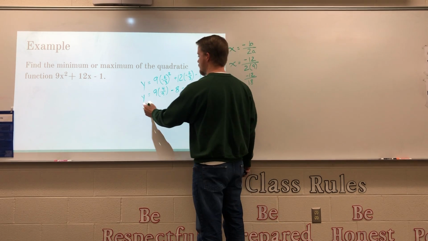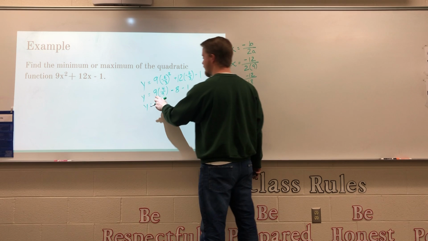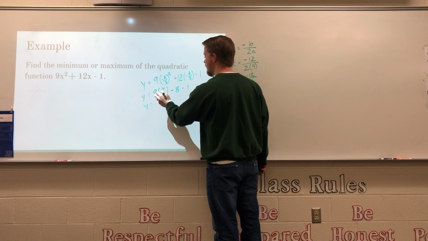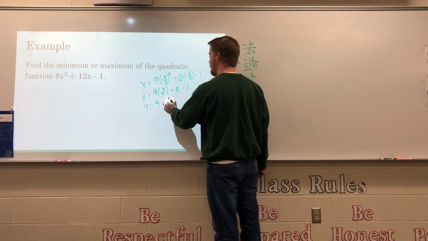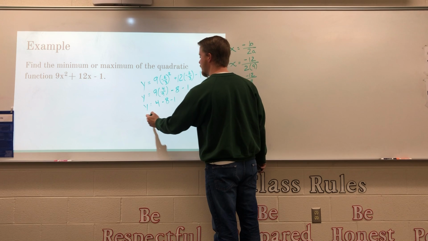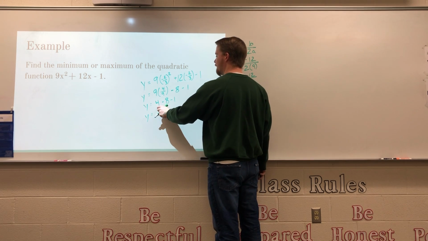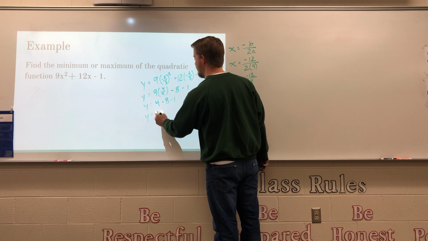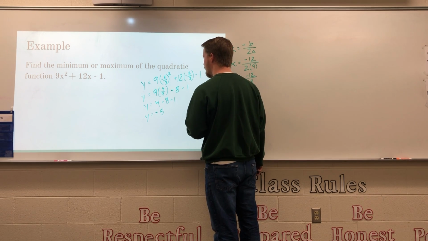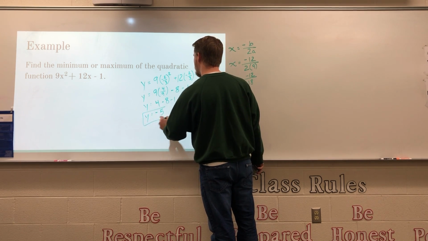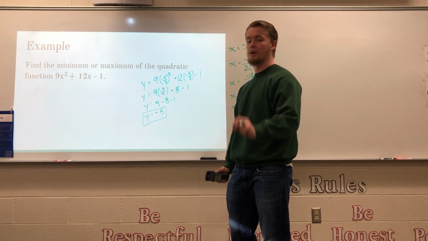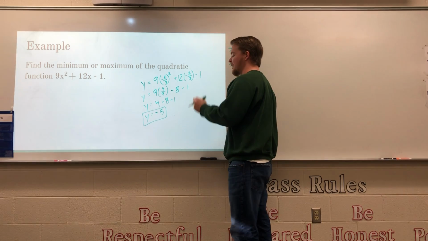Okay? So here, we're going to next multiply these. 9 times 4 ninths would just be, these 9s would cancel out, leaving you with just 4, minus 8, minus 1. And then last step, we'll simplify that. 4 minus 8 is negative 4, minus 1 is negative 5. So your y value would be negative 5. So that is your minimum point on this quadratic function.